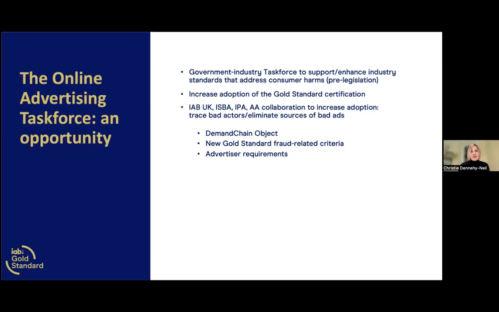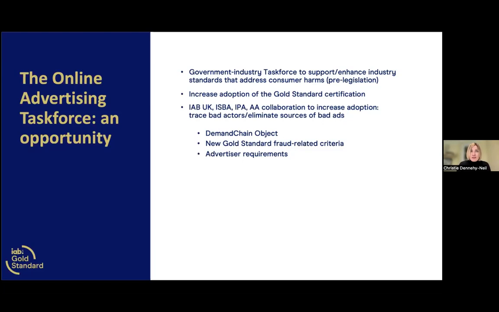The government has said it wants to use the task force to harness industry expertise and to support industry solutions, and that includes the gold standard. The way that this is going to work is that the task force has published some objectives and an action plan, and then that will evolve into different working groups to involve members from their various trade bodies who are part of the task force.